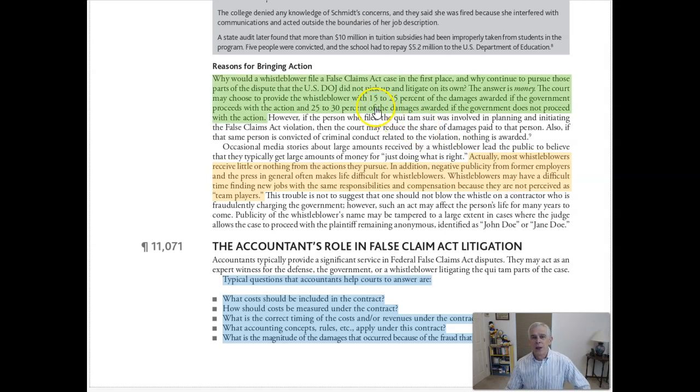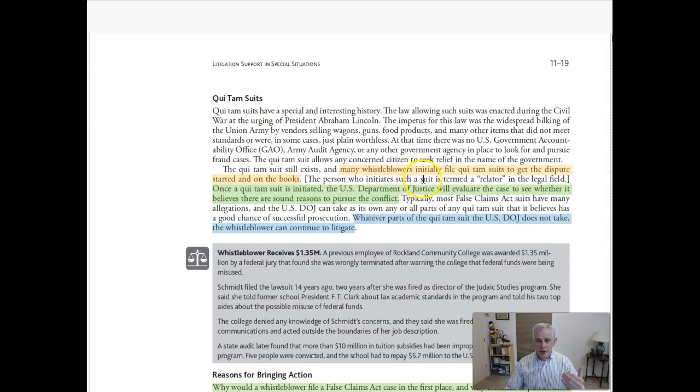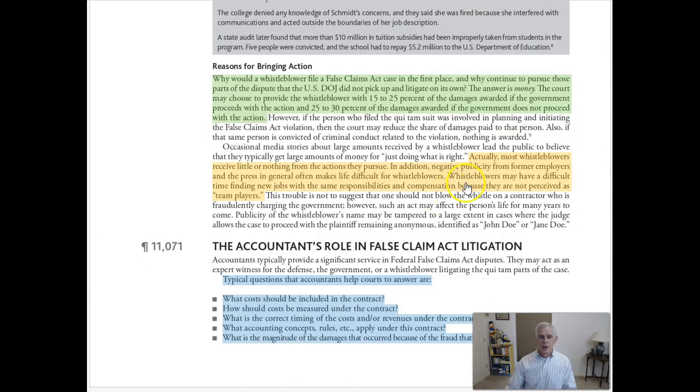Sometimes we're talking 15 to 25% of damages might go to the whistleblower. Sometimes 25 to 30%. In reality, most whistleblowers don't receive hardly anything, sometimes nothing. Sometimes they lose their job. They shouldn't. Sometimes they do, though. If they quit their job, sometimes it's hard to find another job, right? So it is a risk they take, right? But again, with those cases we saw earlier, I guess the previous page there, quite a few cases were filed and over $3 billion was recovered by the government.